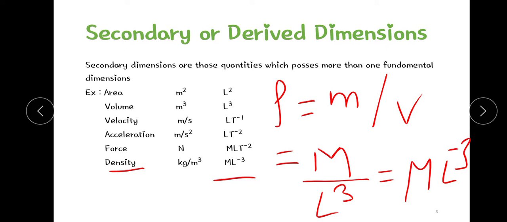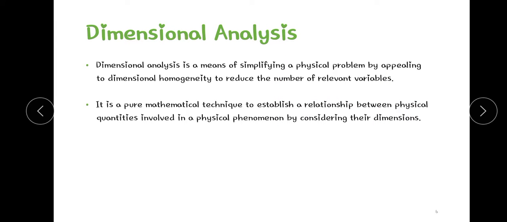Alright, so next is dimensional analysis. Now we are here with dimensional analysis. What actually is dimensional analysis? Dimensional analysis is a means of simplifying a physical problem. How can we simplify? By appealing to dimensional homogeneity, as I told you earlier also, that we use the concept of dimensional homogeneity in dimensional analysis. That is written here.